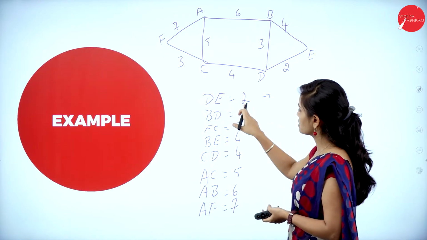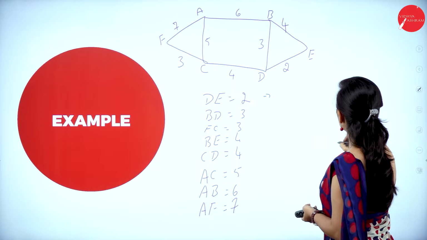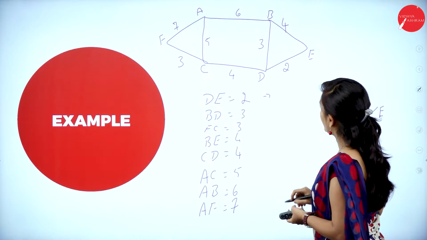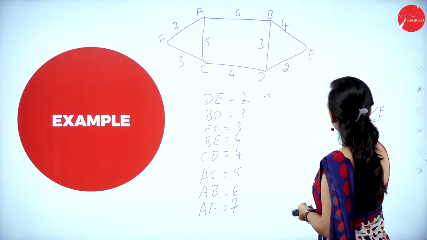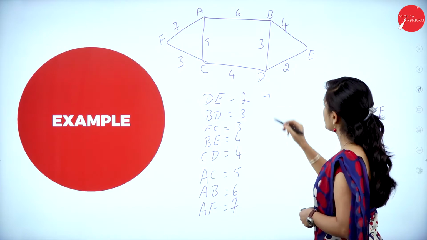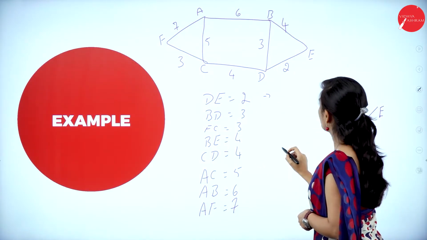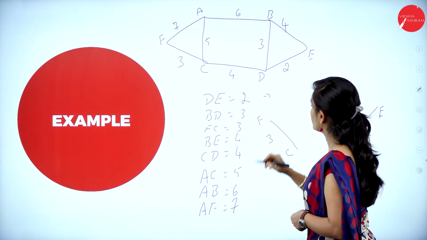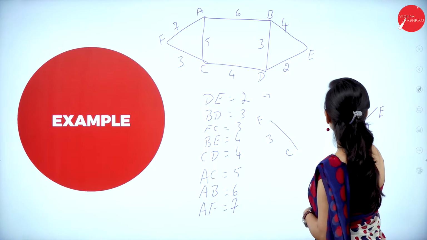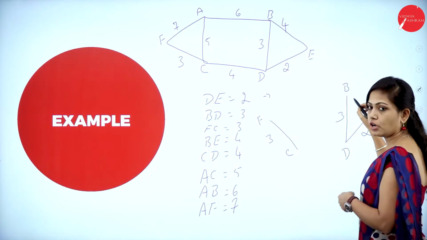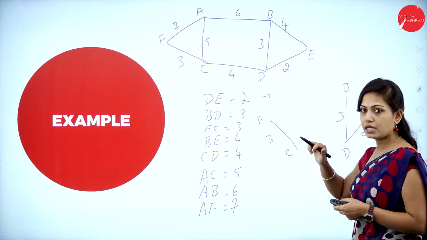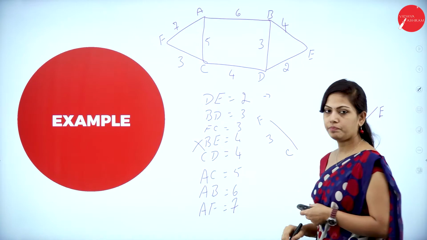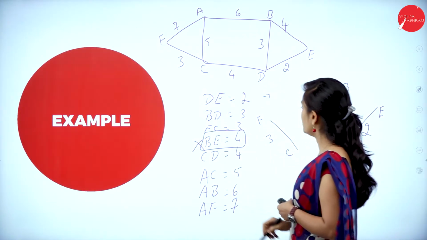So now the least comes from DE. I join this DE edge, weight is 2, and B and D. BD is equal to 3 and next is FC. So here I'll draw F and C. FC is equal to 3, and BE. If I draw this BE, we'll get a cycle, that is a closed path. So I'll skip this B and E. You can skip this edge B and E.